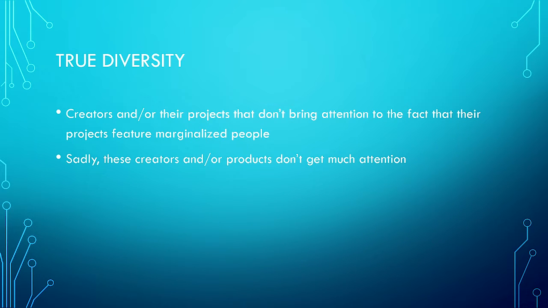Next is true diversity. Now, true diversities are creators or their projects that don't bring attention to the fact that the projects feature marginalized people. They are people who make projects that just so happen to focus on a black character or just so happen to have a gay character as the main character. So think like Michiko and Hatchin or Samurai Champloo or Banana Fish. Animes like that and shows like that. These people often go under the radar or they aren't given any spotlight or attention. And these are people that have true diversity.